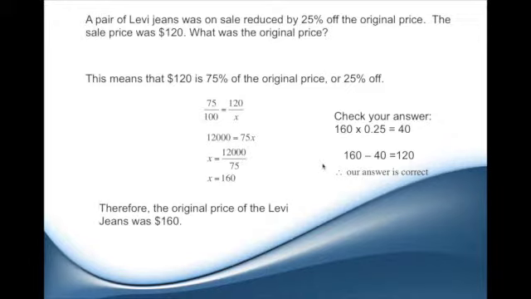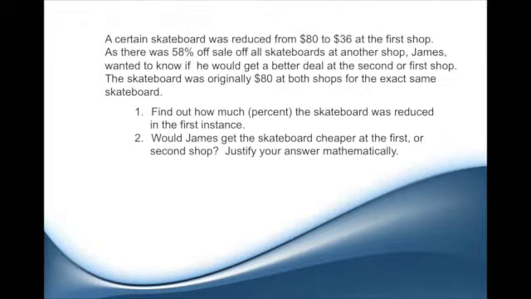Okay, next one. A certain skateboard was reduced from $80 to $36 at the first shop, as there was a 58% off sale on all skateboards at another shop. James wanted to know if he'd get a better deal at the second shop or the first shop. The skateboard was originally $80 at both shops for the exact same skateboard. The first thing you have to do is find out how many percent the skateboard was reduced in the first instance, and the second part of the problem is, would James get a cheaper skateboard at the first or the second shop, and you need to justify your answers mathematically.